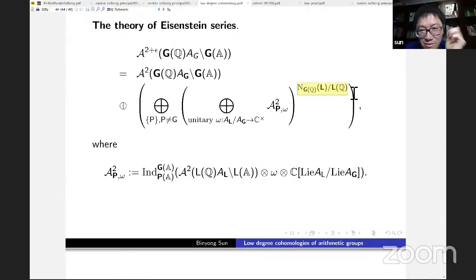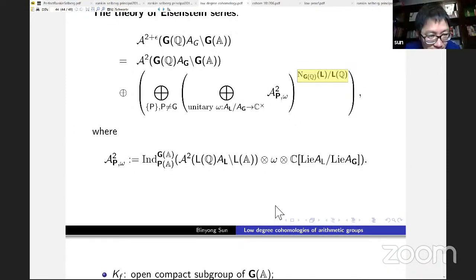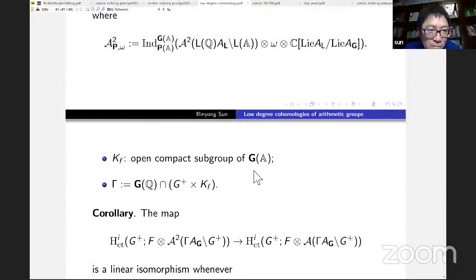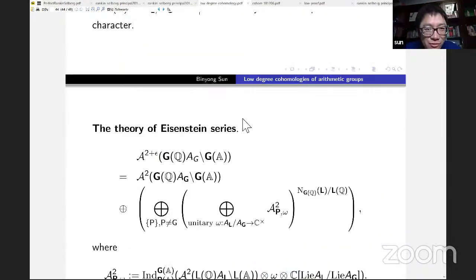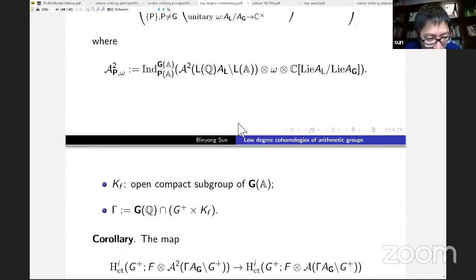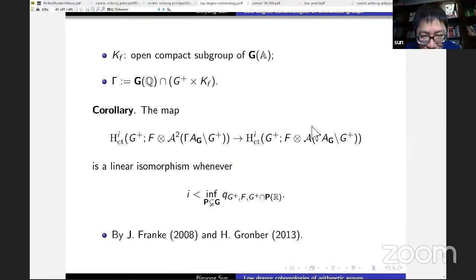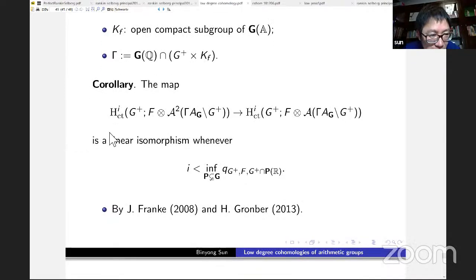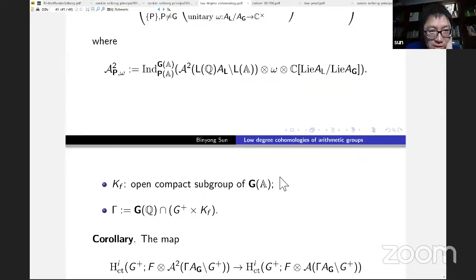We need to take some invariants of some intertwining operators. So these induced representations are just unitary induced representations, induced from unitary representations. Then from this theory of Eisenstein series, in the form of Franke's filtration, we know that this map, this is not the Borel map. Since this is a subspace of the space of automorphic forms, we have an inverse map. This is a linear isomorphism whenever i is less than this number, where P is a proper parabolic of G. This is a consequence of Franke's filtration in this decomposition.